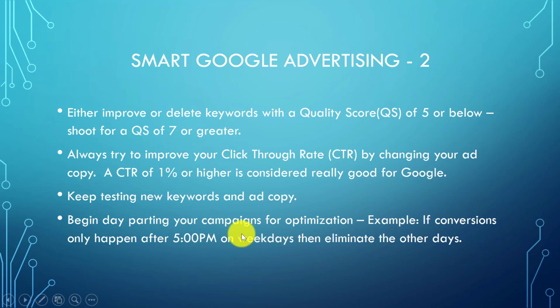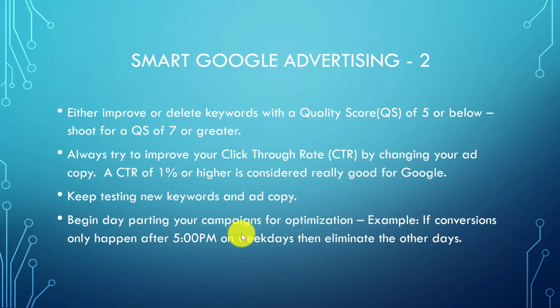And you want to begin day parting your campaigns for optimization. Now, you want to have enough data before you do this. You don't want to start off day parting something unless you have to. For example, some offers are only valid from 8 to 5 in the afternoon. So you definitely have to day part then.